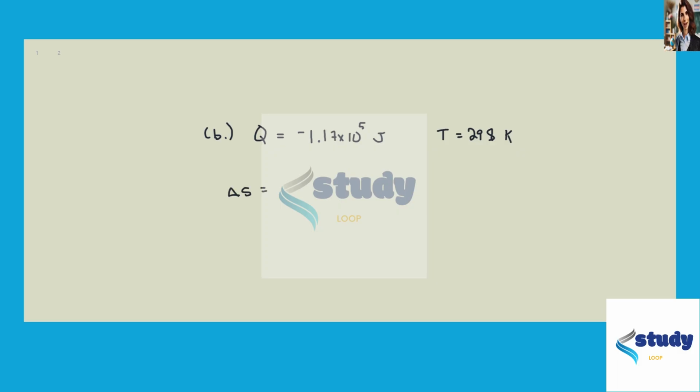And so delta S is equal to, again, Q over T, and then plugging in these values gives negative 393 joules per Kelvin. And so since Q is negative, delta S is negative. So this system actually lost entropy, and the other system gained entropy.